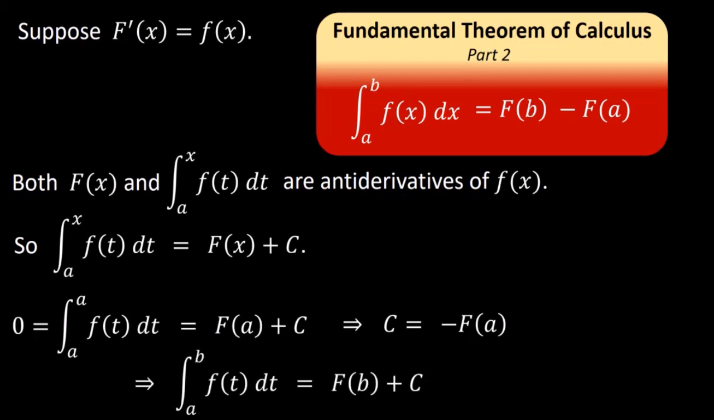Now it's time to also evaluate at x equal b. When you do that, you get the integral that we're looking for in the theorem, the integral from a to b, f of t dt. And that equals capital F of b plus c. And you know what c is, so you substitute that in. You get capital F of b minus capital F of a. That is what we were looking for.